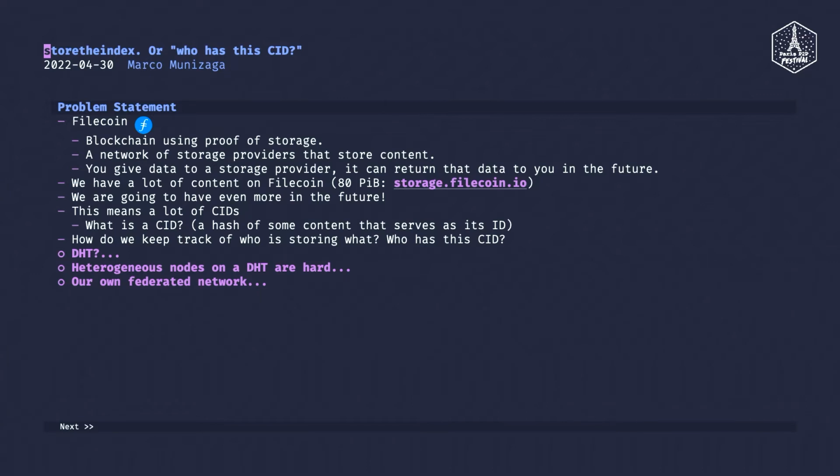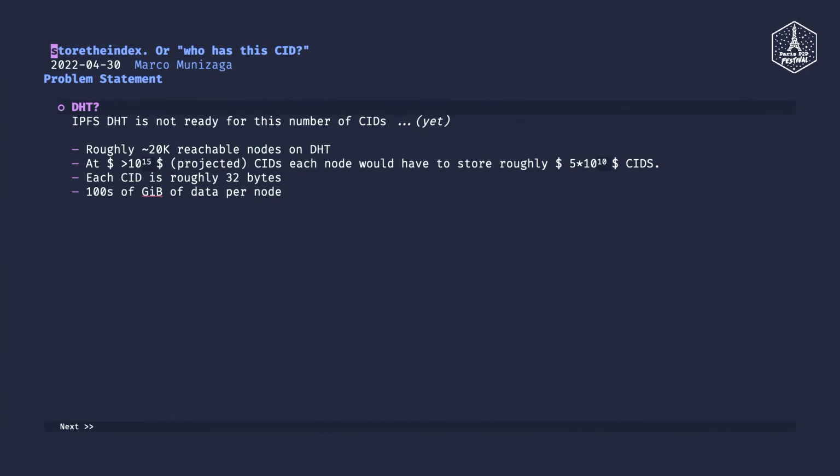Well, the first thing we think, it's well, IPFS does this, right? Can we just put it all in the DHT? Right now, the DHT isn't quite ready for this number of CIDs to store. It would be a big ask of each DHT node to just store hundreds of gigs of data. But I think there's definitely some interesting work that can be done here to improve this.